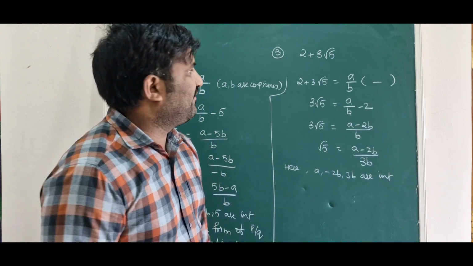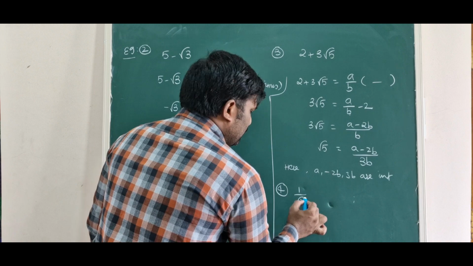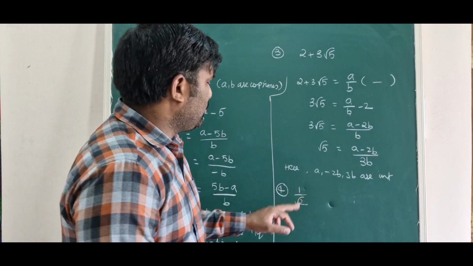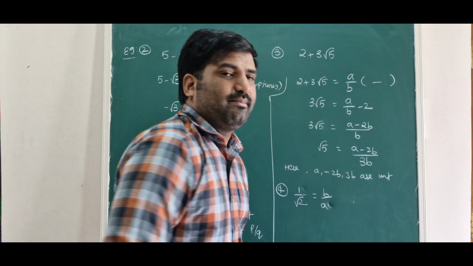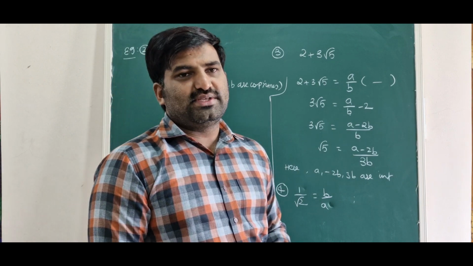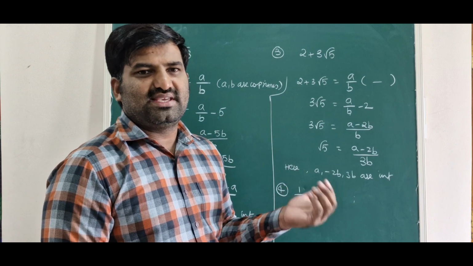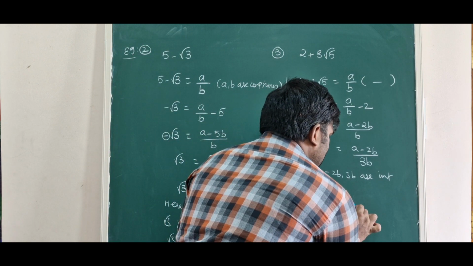And one more question we have in the textbook, that is 1 by root 2. Prove that 1 by root 2 is an irrational number. If you want to prove 1 by root 2 is an irrational number, we will take 1 by root 2 equal to b by a, because we already learned how to prove root 2 is an irrational number. By solving the question in the same way, I am taking 1 by root 2 equal to b by a. From this, if you cross multiply, what will you get?